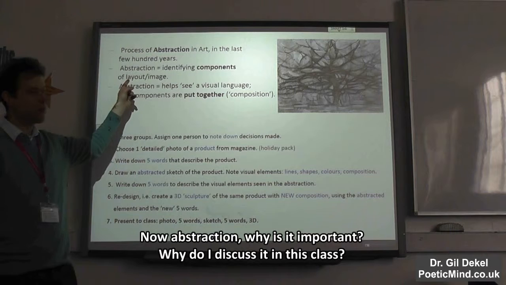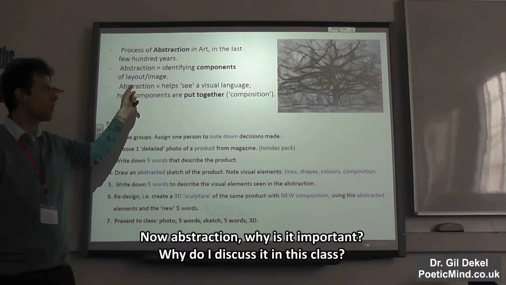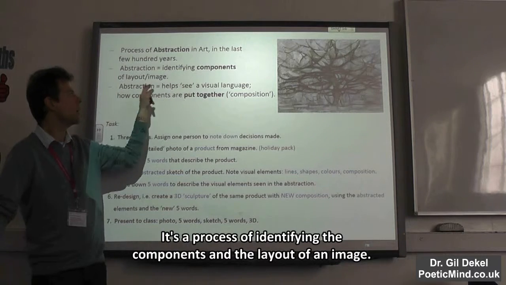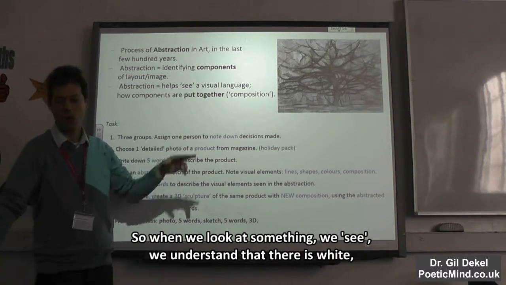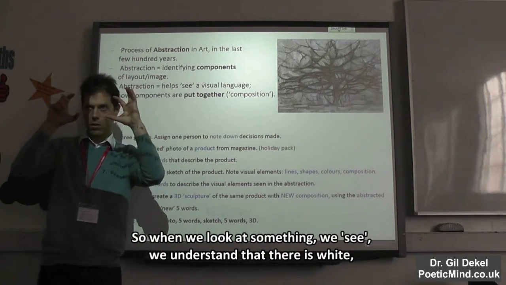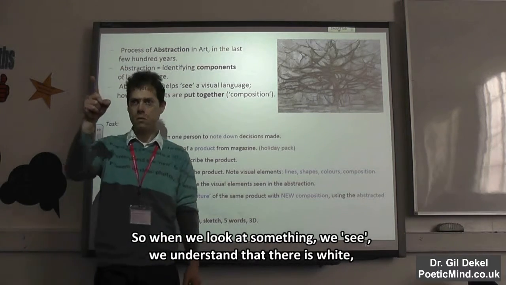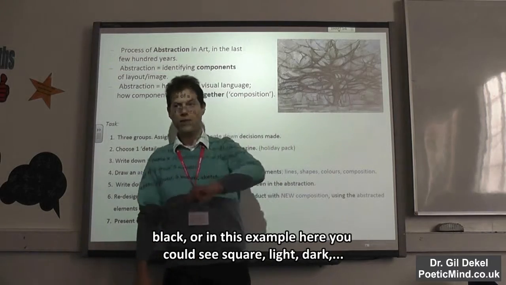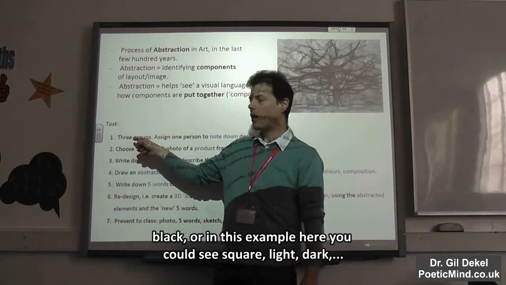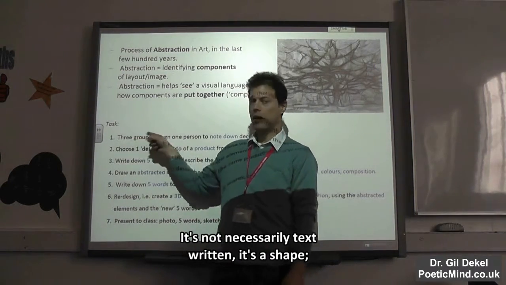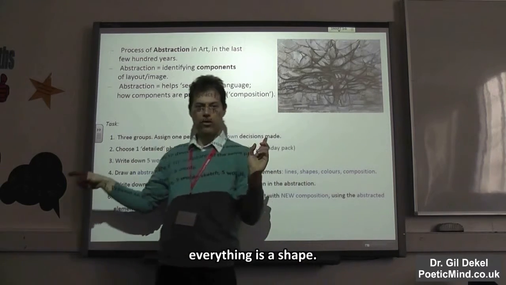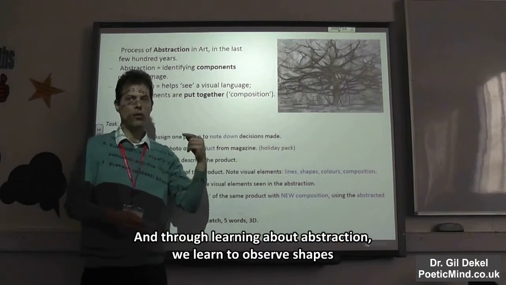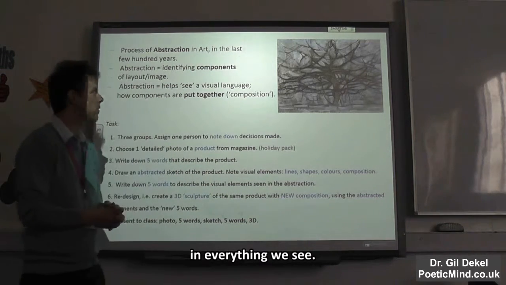Now abstraction, why is it important? Why do I bring it to this class? It's a process where you identify the components and the layout of an image. So when you look at something, and when I look at something, I understand there is white, black, or for this example, you could see square, light, dark. It's not necessarily text written, it's a shape. Everything is a shape. And through learning about abstraction, we learn to observe shapes in everything we see.